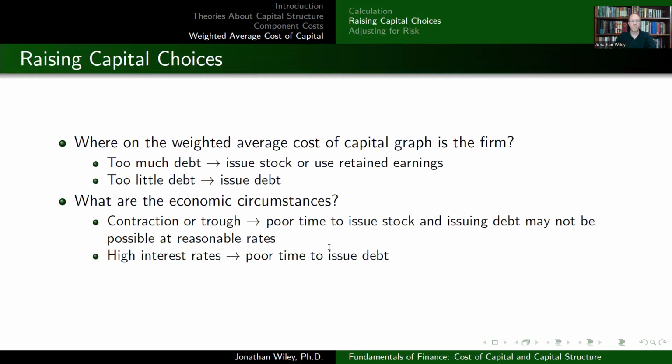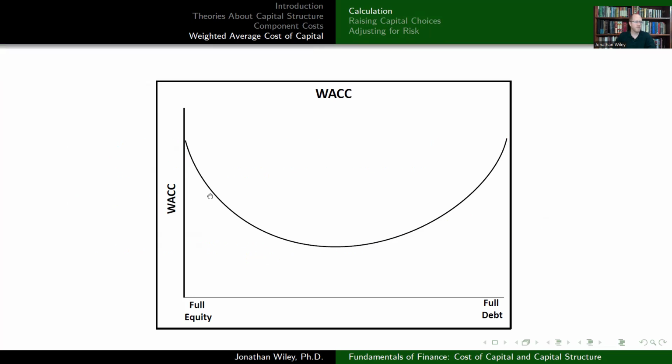If the company has too little debt, then if the company needs capital, it should go out and issue debt. If the firm finds itself way up here with lots and lots of equity, it should borrow, generally speaking, and that would tend to move us in this direction.